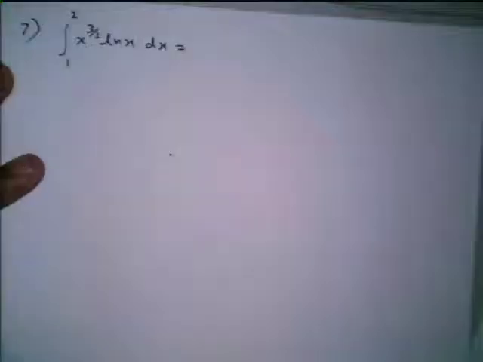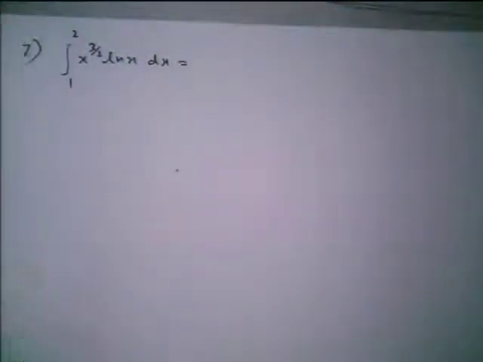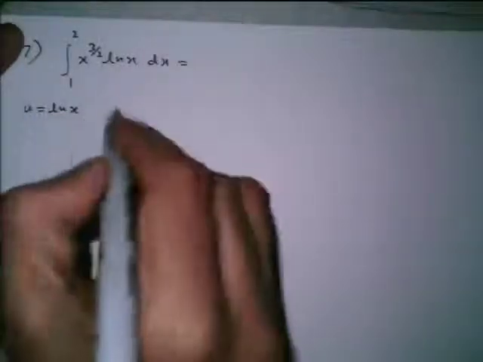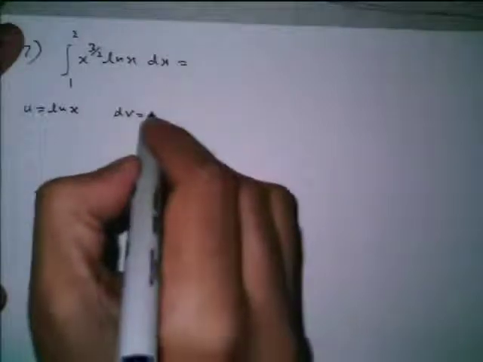So how about this one? The integral from 1 to 2 of x^(3/2) ln x dx. I let you do this. What do you try? So which one are you going to pick as u? How do you pick u? Once you take the derivative, it's simpler. So which one are you going to pick as u? ln x. dv equals the rest of the thing, so it's x^(3/2).